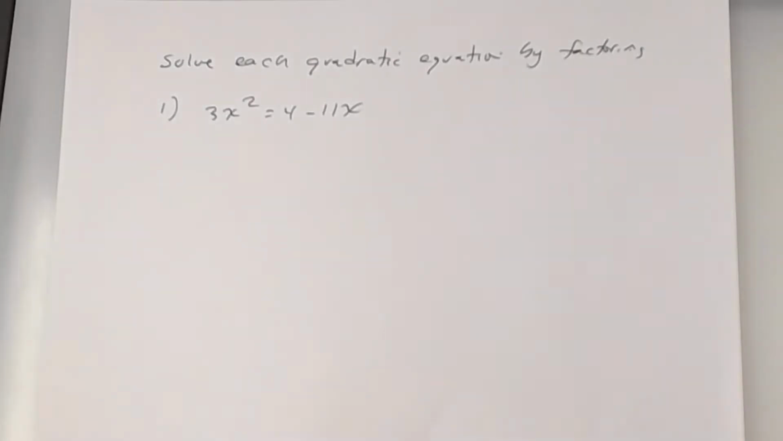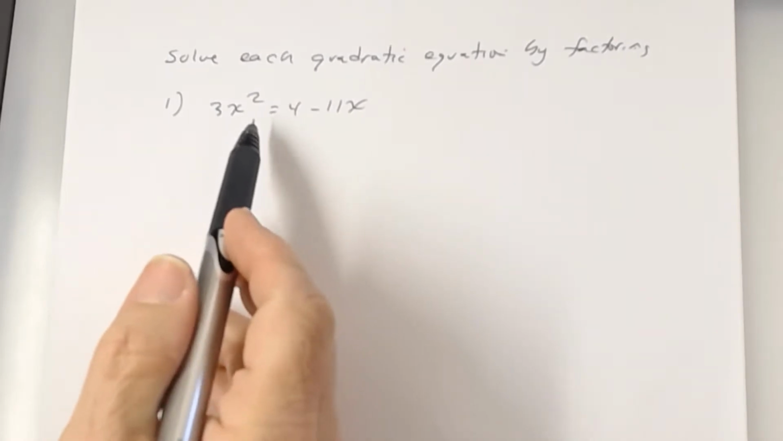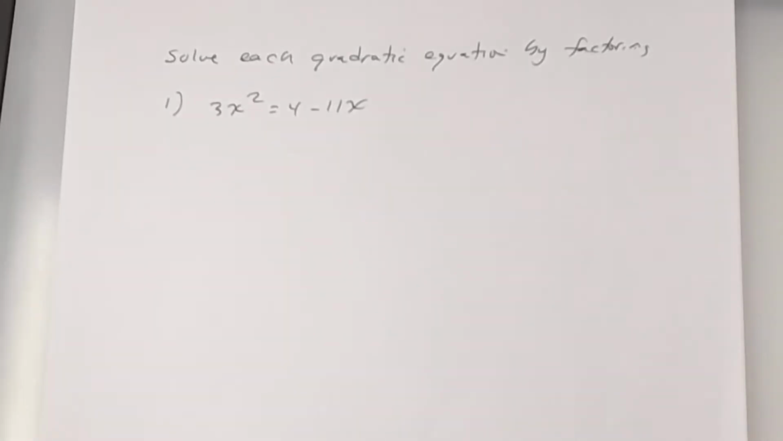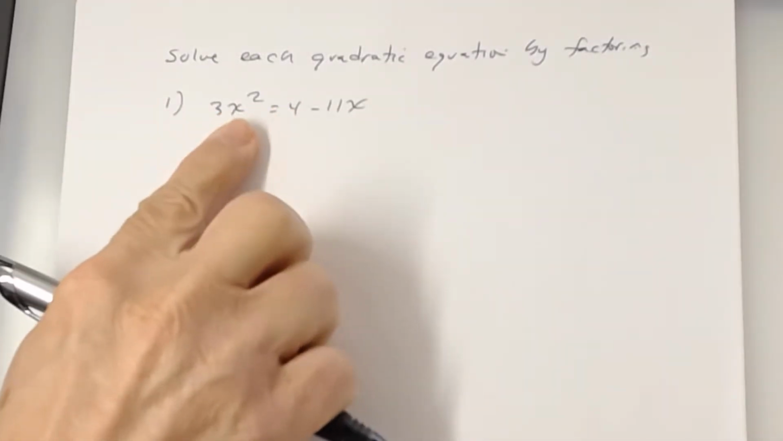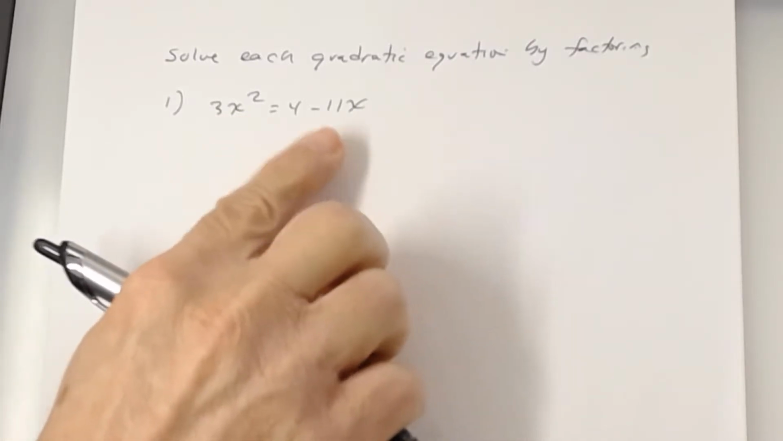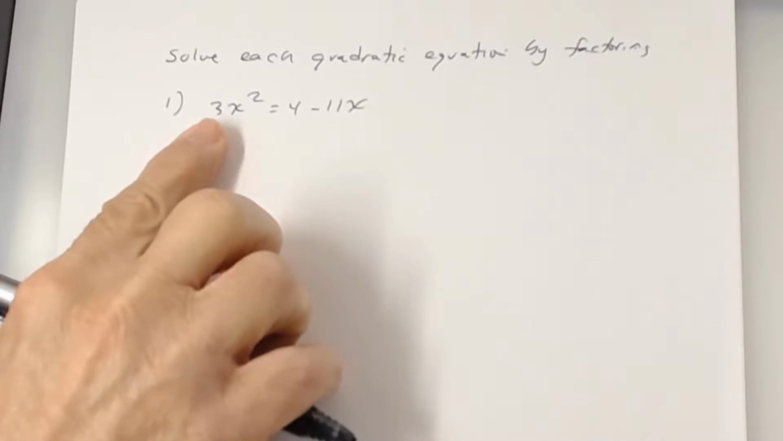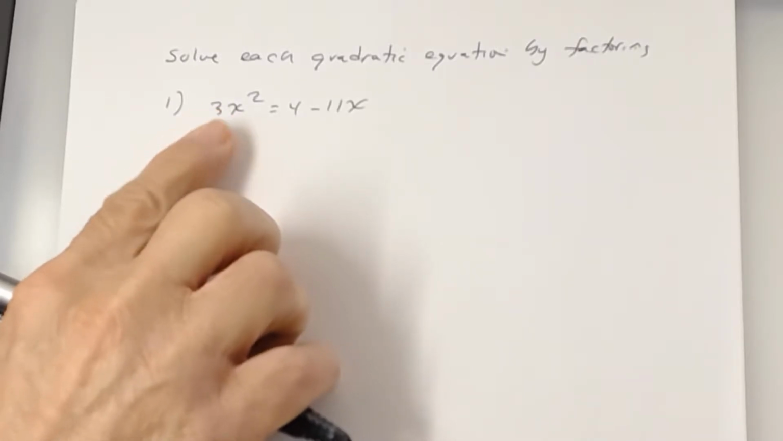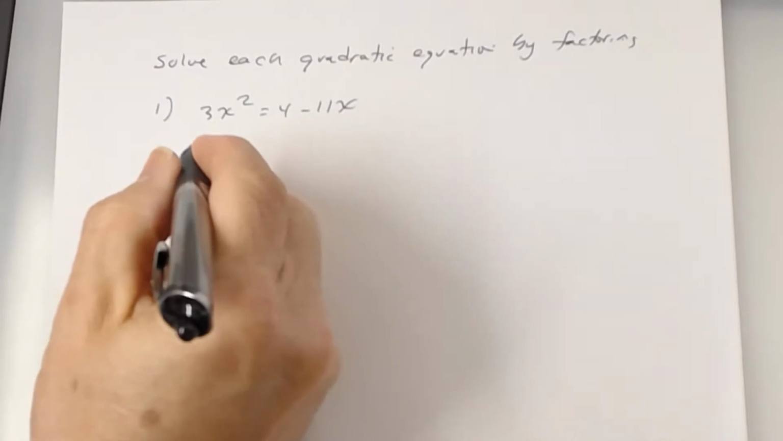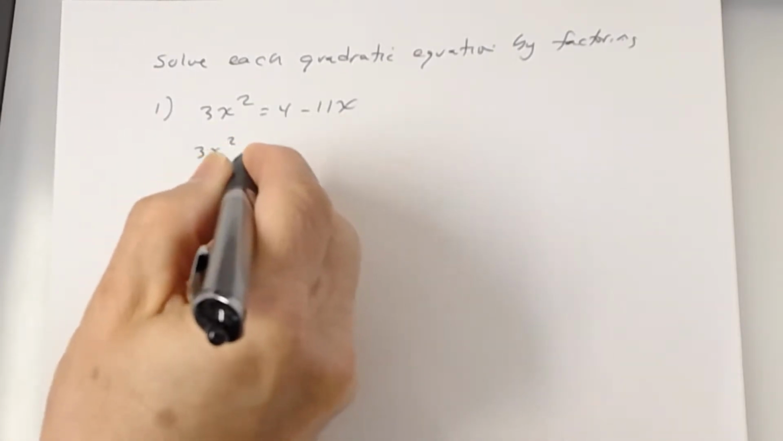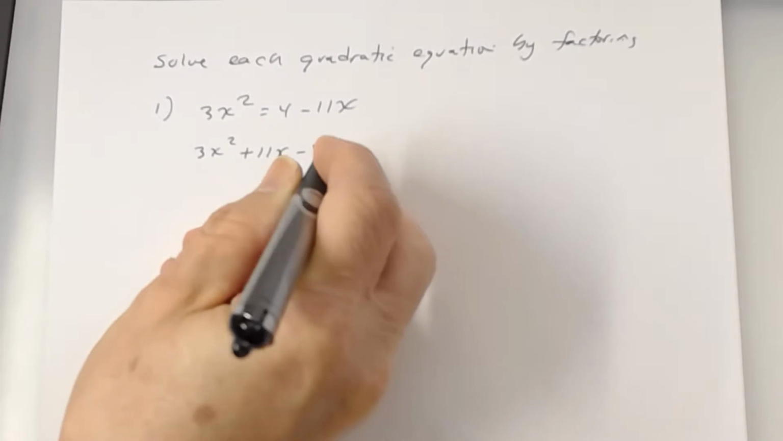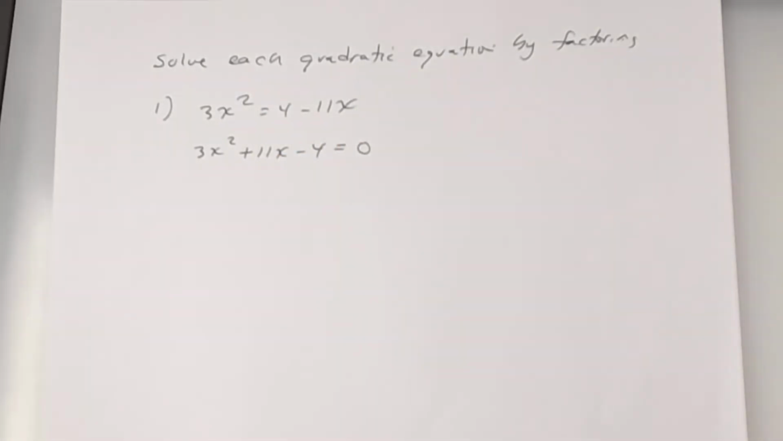Okay, so is this in general form? No, it's not. All right, so I've got to bring every term to one side. So if I bring the 4 over, it becomes a negative 4. Negative 11x over becomes a positive. And let's put in descending order. So if I go to the next step, what should I write? Minus 4 equal 0. All right. And then you factor.